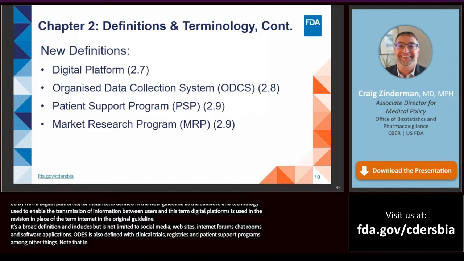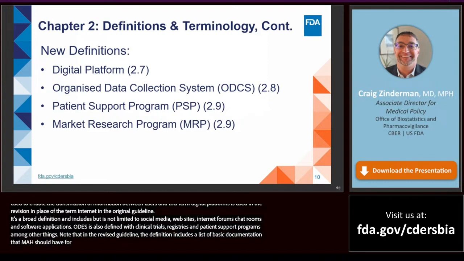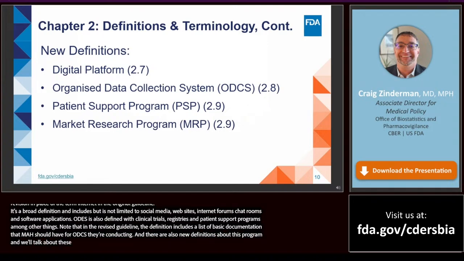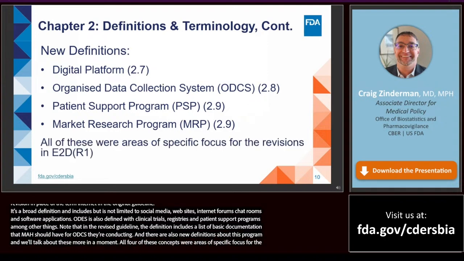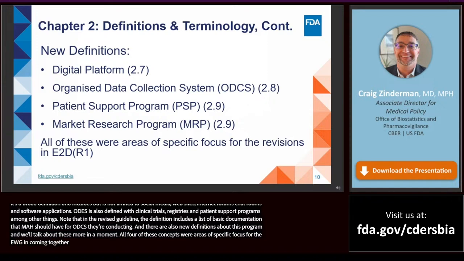Note that in the revised guideline, the definition includes a list of basic documentation that MAHs should have for ODCSs that they're conducting. There are also new definitions of patient support program and market research program, and we'll talk about these more in a moment. All 4 of these concepts were areas of specific focus for the EWG in coming together to do the revisions for E2D R1.